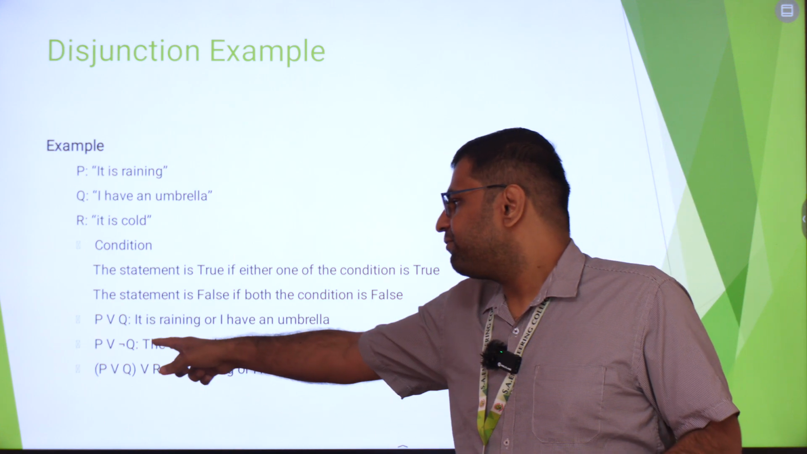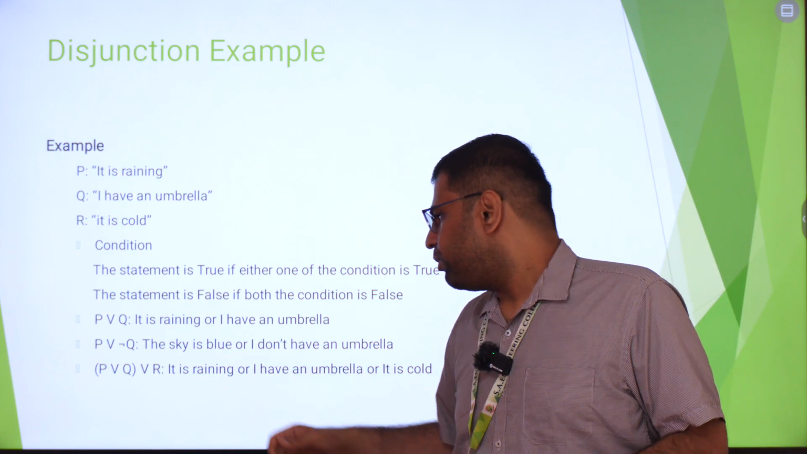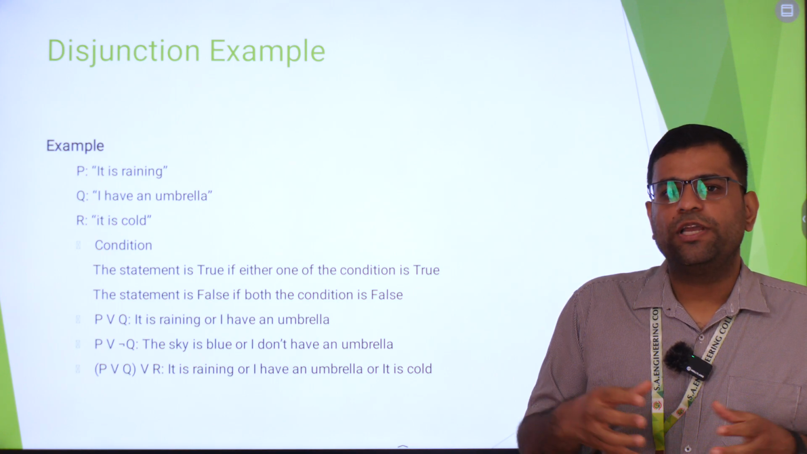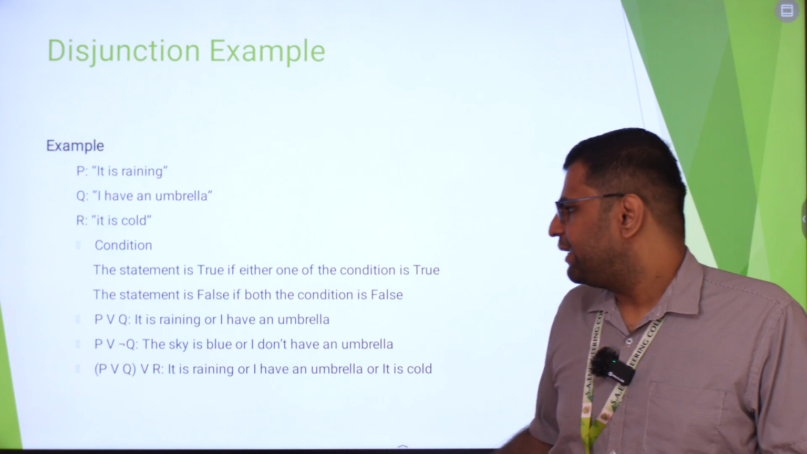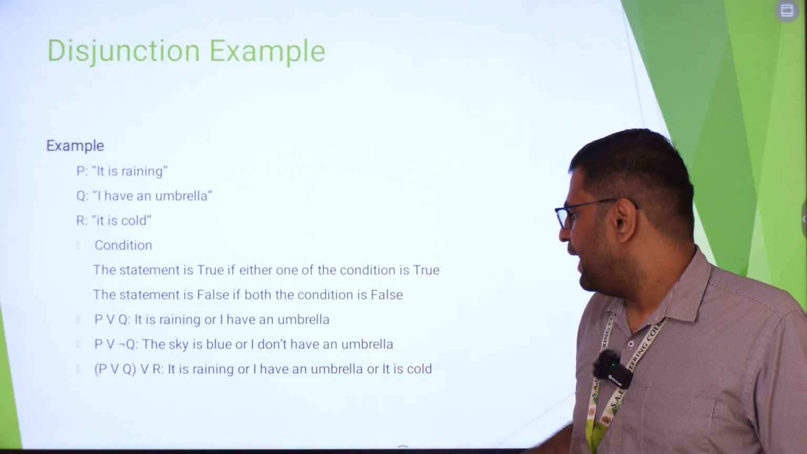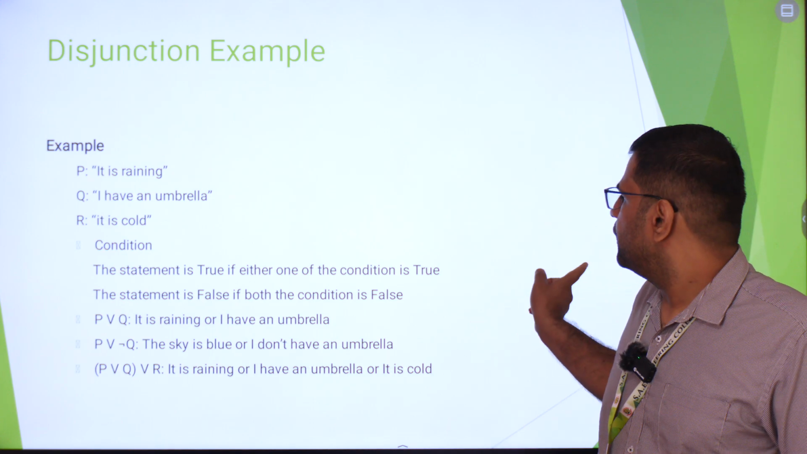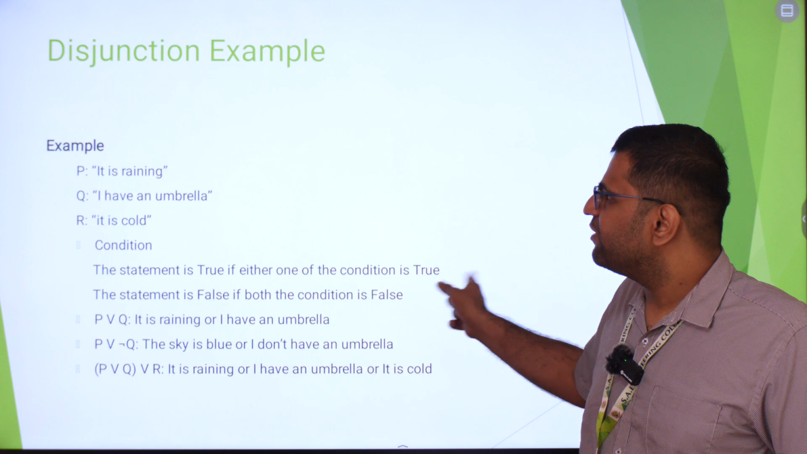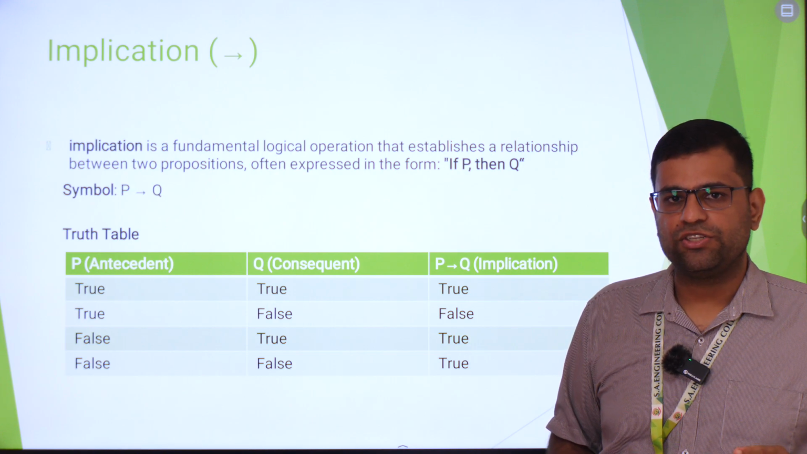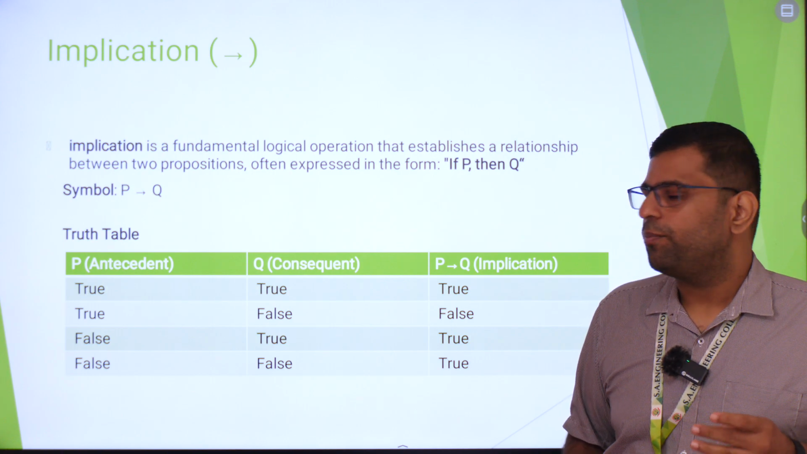If a negation operator is applied to Q, I don't have an umbrella, and let's say P is the sky is blue. So either I should not hold an umbrella or the sky is blue. If it satisfies any one of these, then this expression is true. We can extend it to three propositions, and if any one of them is true, then the entire expression becomes true. So this is disjunction. So far we have seen negation, conjunction, and disjunction. Negation is like a reverse, conjunction is an AND operation, and disjunction is an OR operation.